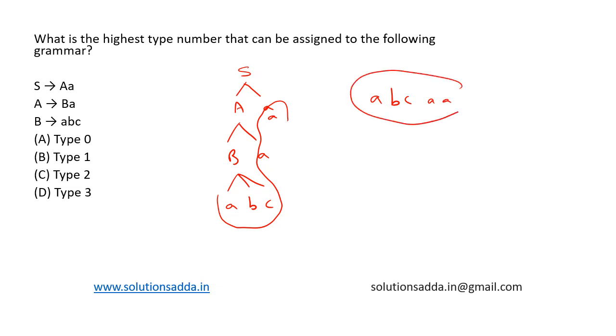Since this is a finite string, this can be easily accepted by a deterministic finite automata. And type 3 is the one which belongs to deterministic finite automata. So this is the highest type number that can be assigned to the following grammar. So based on the options, option D would be the correct answer here. Even though this grammar can also be accepted by a Turing machine, for the highest type number, since it is the most restrictive one, we can say that type 3 is the correct answer here.